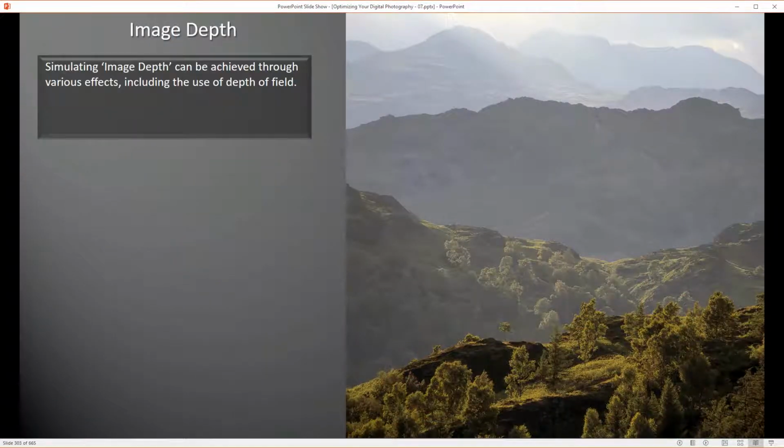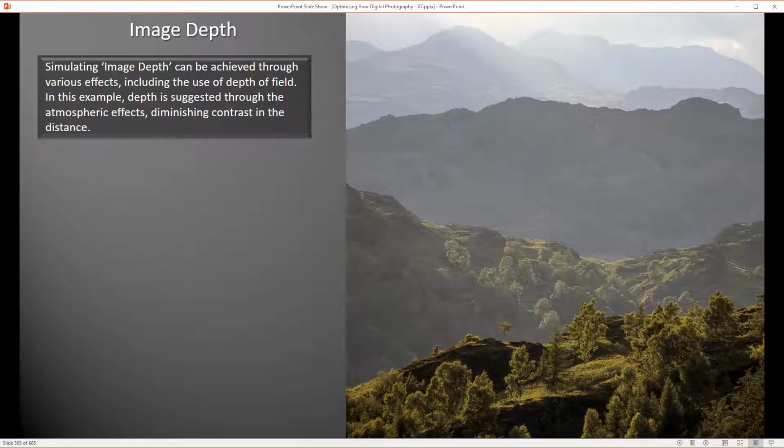Image depth. Simulating image depth can be achieved through various effects, including depth of field. In this example, depth is achieved through atmospheric effects, as the contrast decreases with the different layers within the picture.